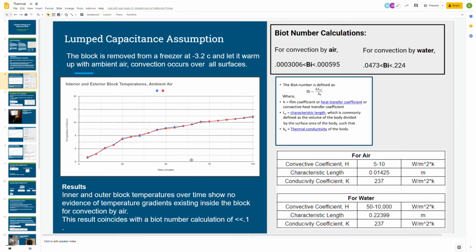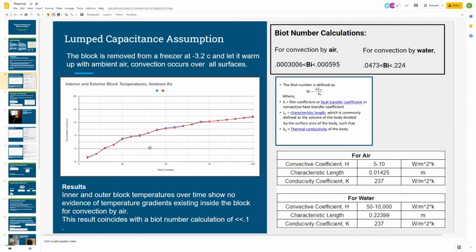So first, we found the Biot number for convection due to only air. We've got multiple values for our convective heat transfer coefficient here, between 5 and 10. So we calculated the Biot number. We had between 0.003 and 0.0059 for air, which leads us to assume that we won't have any temperature gradients as a function of position inside the block. But we just wanted to validate that.